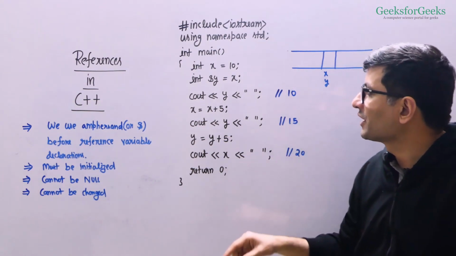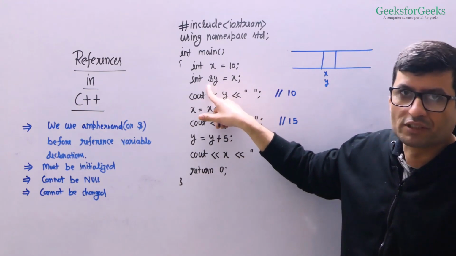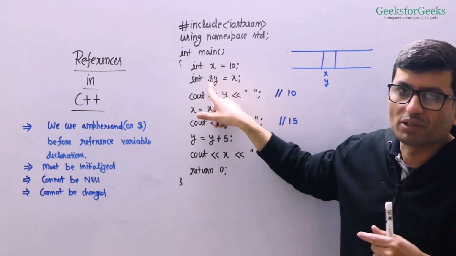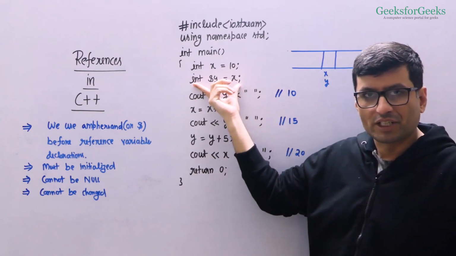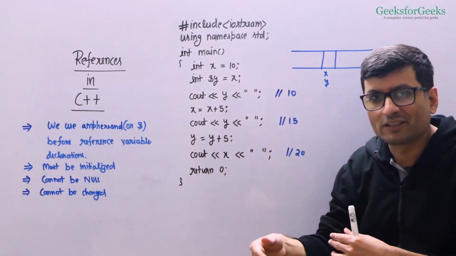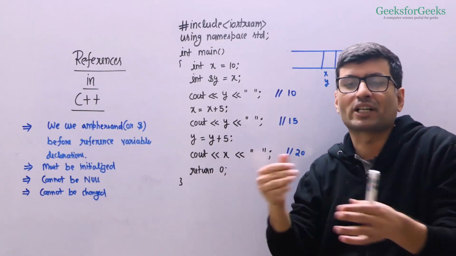How do we create reference variables? If you take a closer look at the declaration, we put an ampersand before y, right? This ampersand sign makes this variable y a reference variable. So this is how we create a reference variable, and to show that when you make changes in y, changes are reflected in x, and when you make changes in x, changes are reflected in y.